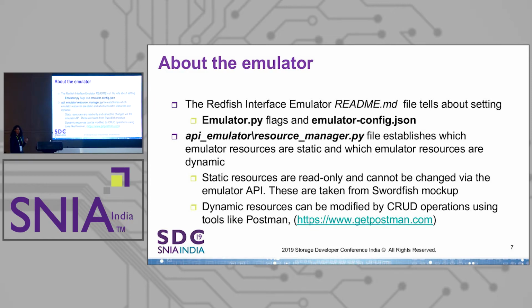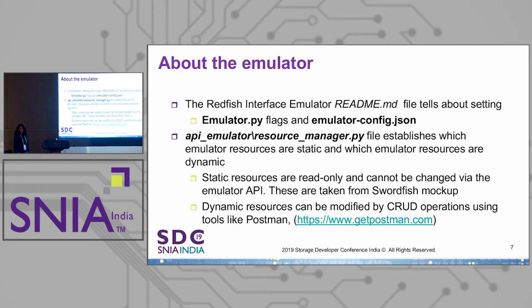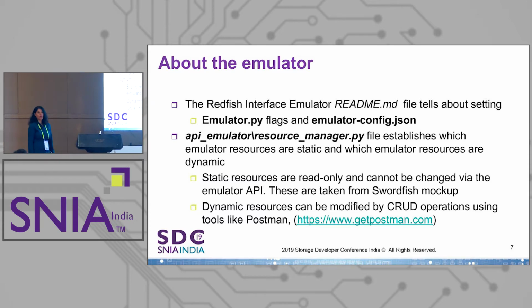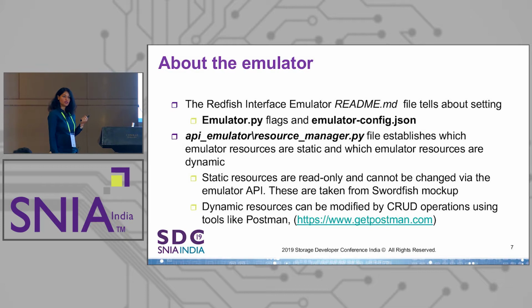The next one is resource_manager.py. This Python file talks about static resources and dynamic resources. When we talk about static resources, as the name implies, these are read-only resources. An example would be the chassis and all the physical elements; you cannot make changes to the drive properties. So that would be an example of a static resource. These static resources are already provided in the emulator. The source for this is the mockups folder. It is again available at the SNIA GitHub.